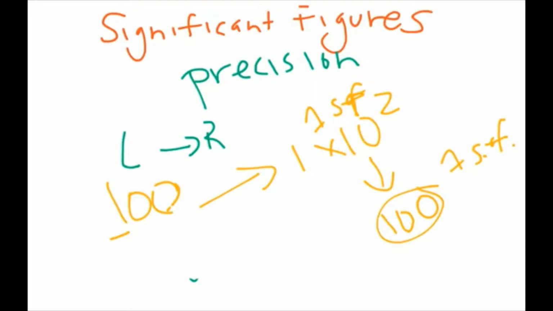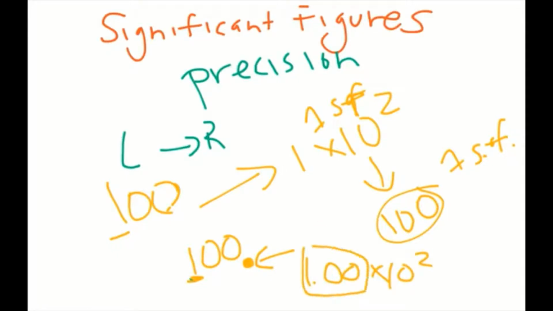And what about 100 point? Well, this has 3 significant figures since the decimal place is there, and the decimal place tells us that we can start counting the zeros after the first non-zero digit, since it's like a green light to count all the zeros to the right. This number can be written as 1.00 times 10 to the second, and you see this number has 3 sig figs.